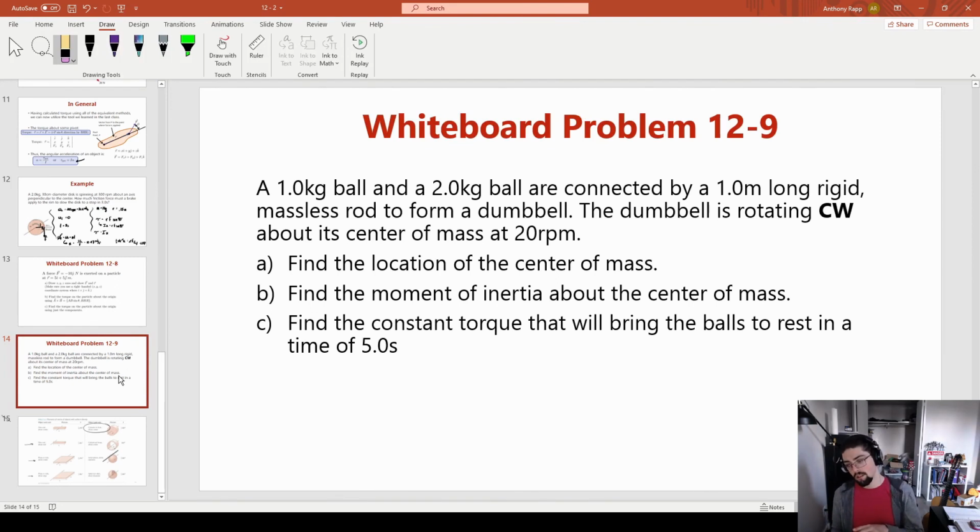Third, let's imagine we need to find what constant torque will bring them to rest in a time of 5 seconds if it starts at 20 RPM. So, we're going to take the next 5, maybe even 6 minutes to work on this one. We'll go ahead and say 6. Give it an even 6. And then let's come back together and see what you got.